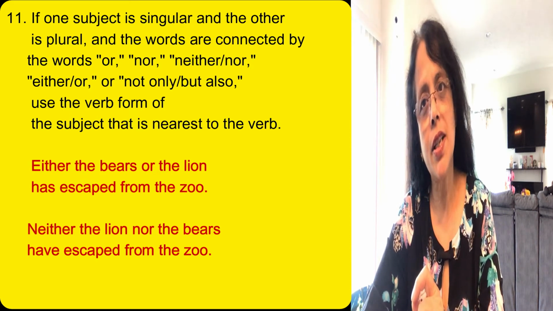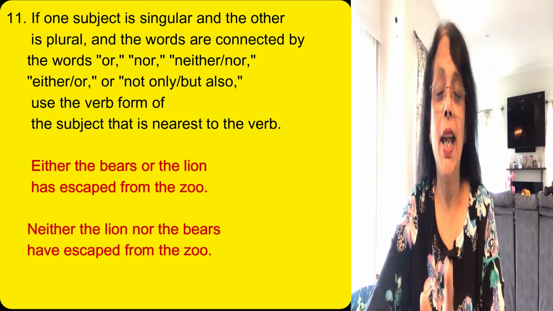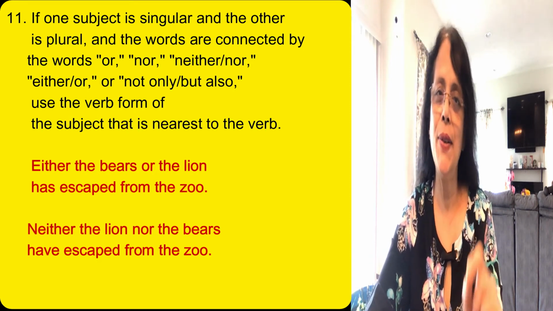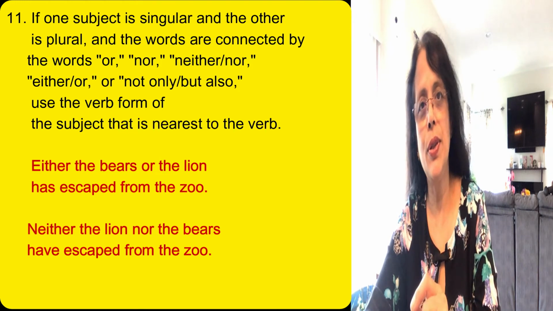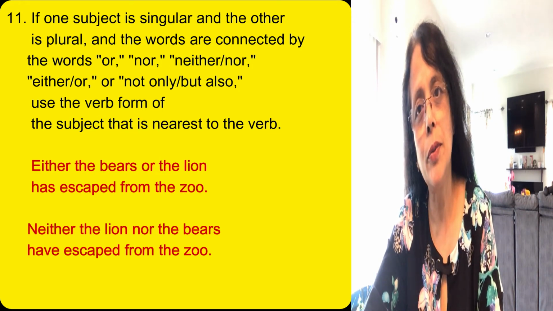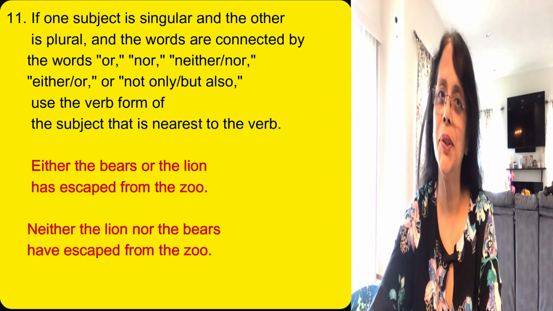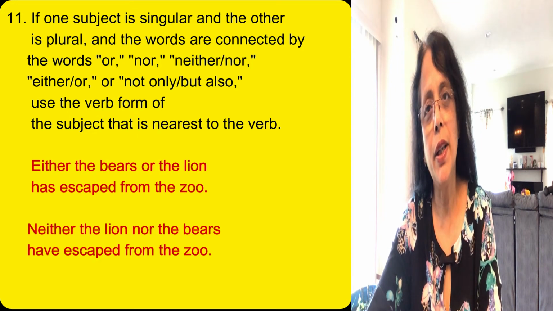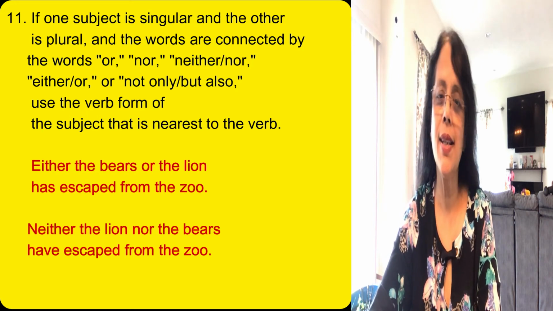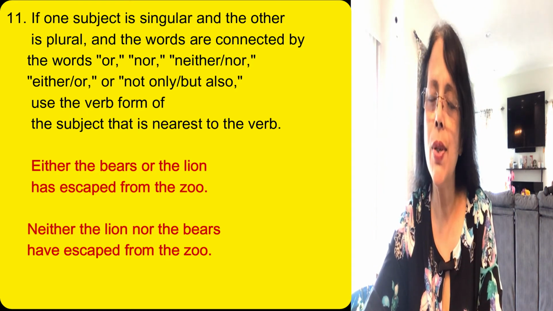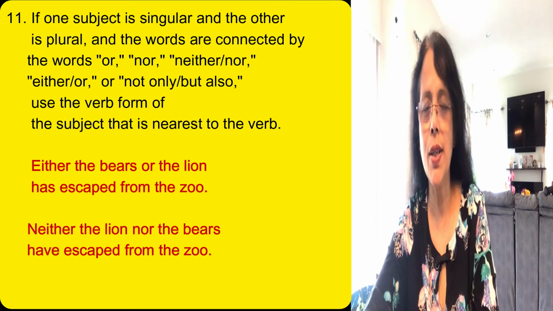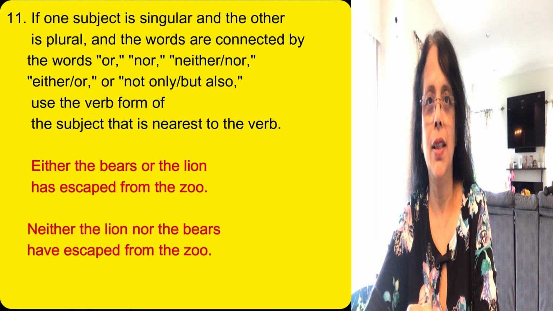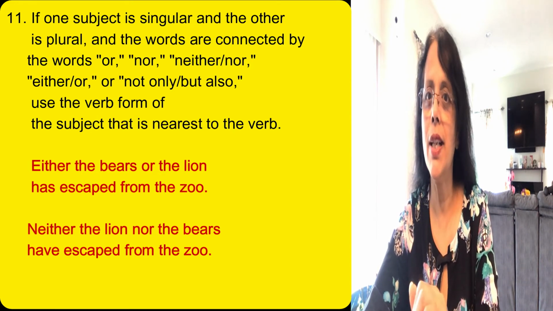If one subject is singular and the other is plural, and the words are connected by or, nor, neither nor, either or, not only but also, use the verb form of the subject that is nearest the verb. Look at the example. Either the bears or the lion has escaped from the zoo. Why are we using the singular form of the verb? Because the subject nearest to the verb is singular, lion.